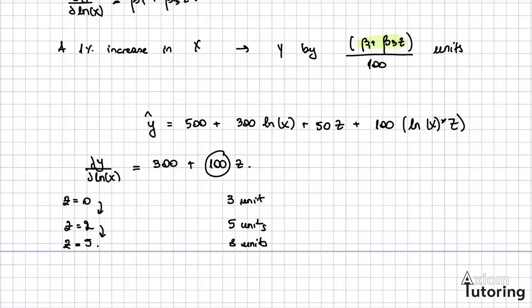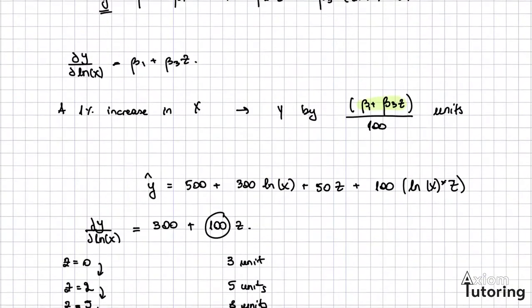So overall, the key takeaway from here is that in a level-log interaction model, the unit effect of a percentage change in x varies with z, following the same beta 1 plus beta 3z pattern that we have been consistently seeing in interaction models. I hope this was helpful. This covers all 3 log interaction combinations.